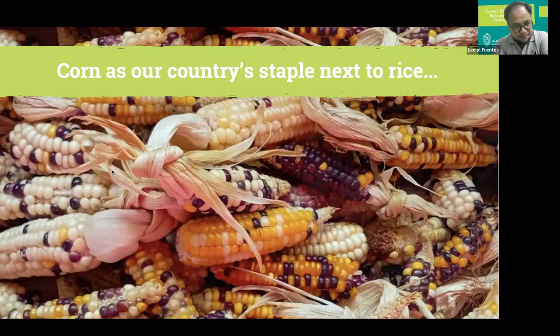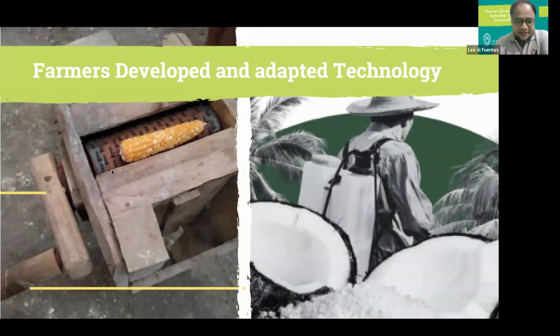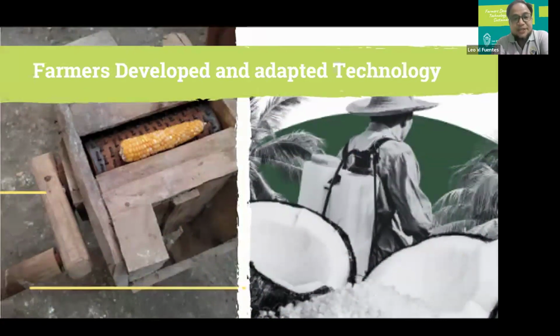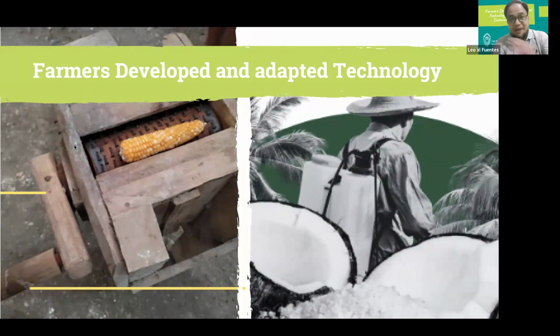So, it is in this light that Masipag farmers formulated a natural herbicide out of coconut juice. It's a byproduct, a waste in coconut production. And it is very common, not just here in the Philippines, but even in other countries. So this is a natural herbicide.